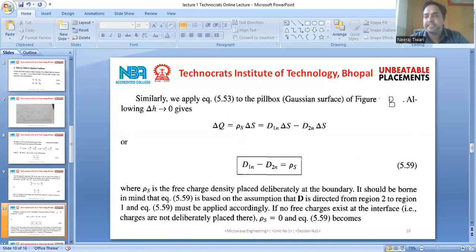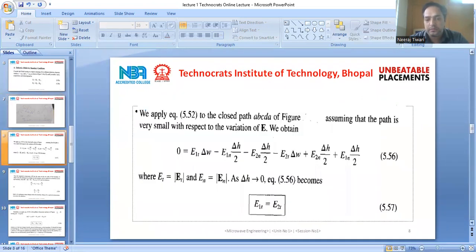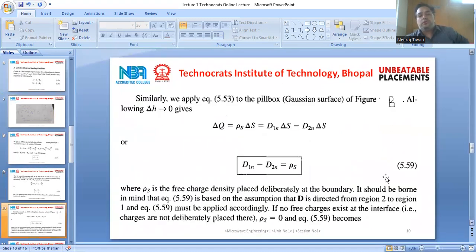See the second diagram, diagram B. Here is a closed surface, and the tangential component will not exist here. Only the normal component will exist. So on the upper side you will see D1N, and on the downside you will see D2N. So D1N minus D2N is equal to rho S into del S. That kind of equation you are getting from this diagram, number 2 in section B. So D1N minus D2N is equal to rho S. We are getting this equation from the Gauss law, as I told you.